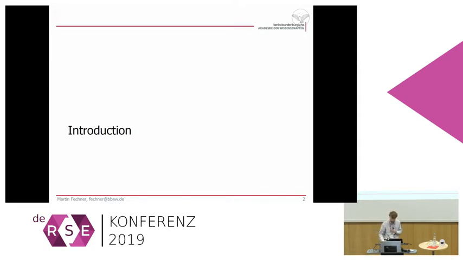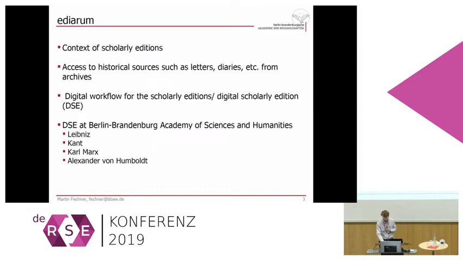What are scholarly editions? Scholarly editions make historical sources, such as letters, diaries, etc., from archives accessible to researchers. For this purpose, the sources are transcribed and commented by the researchers. At our institution, the Berlin-Brandenburg Academy of Sciences and Humanities, there are a lot of such editions, on philosophers like Leibniz and Kant, and on other famous personalities such as Karl Marx or Alexander von Humboldt, who wrote a lot of letters and papers which are not published yet.